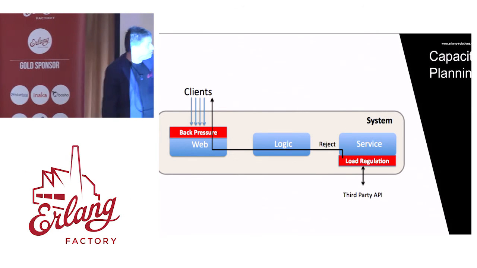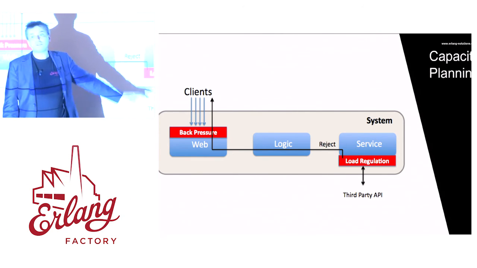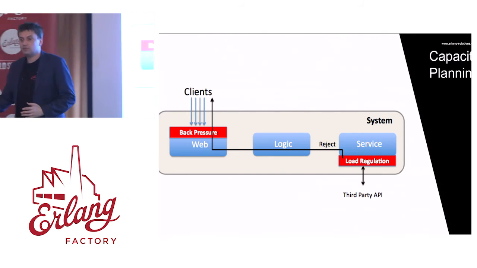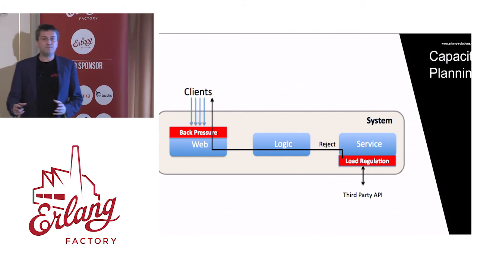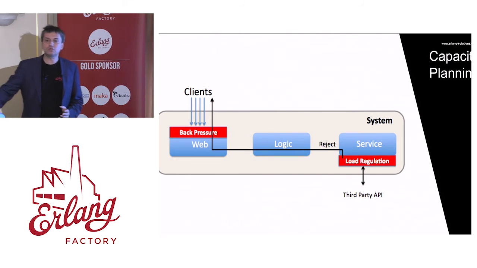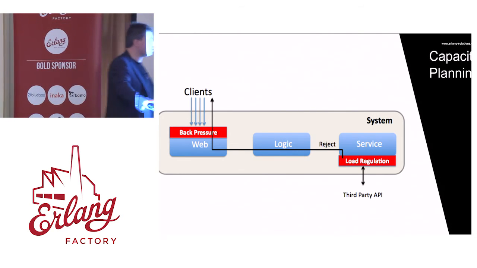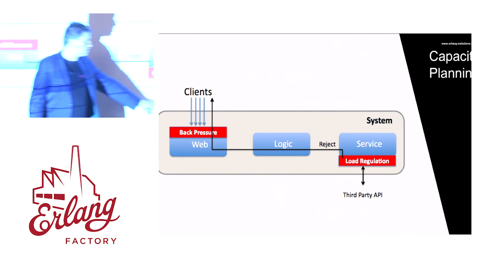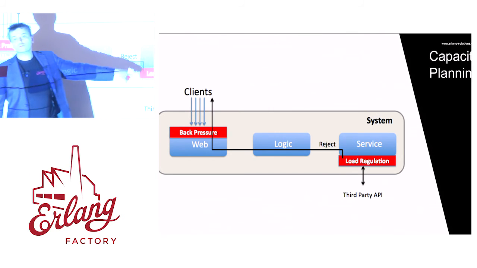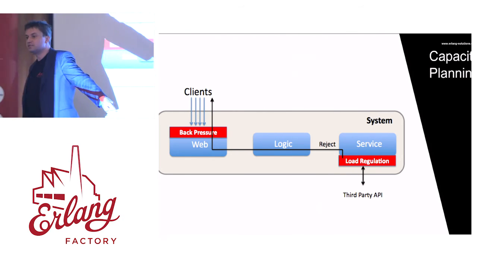And the second thing you need to think about is load regulation. And load regulation is usually done through queuing. And what you do is, when you've pushed out your performance bottlenecks, your third parties, what you need to do is make sure you don't start sinking your third-party APIs.